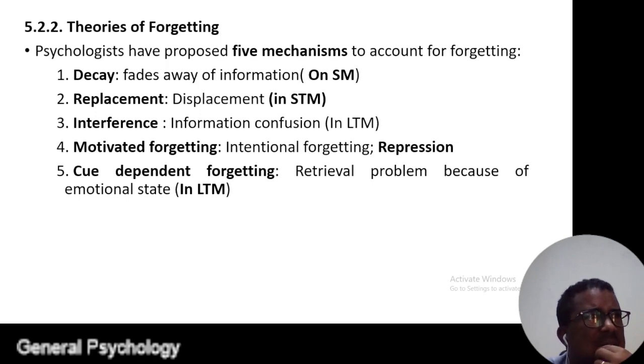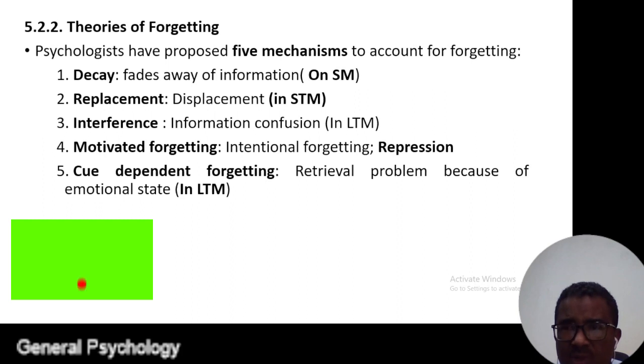What are the theories of forgetting? Here, psychologists have found different types of theories which are directly related to the human forgetting system. So we have 5 mechanisms why human forgetting occurs or happens.